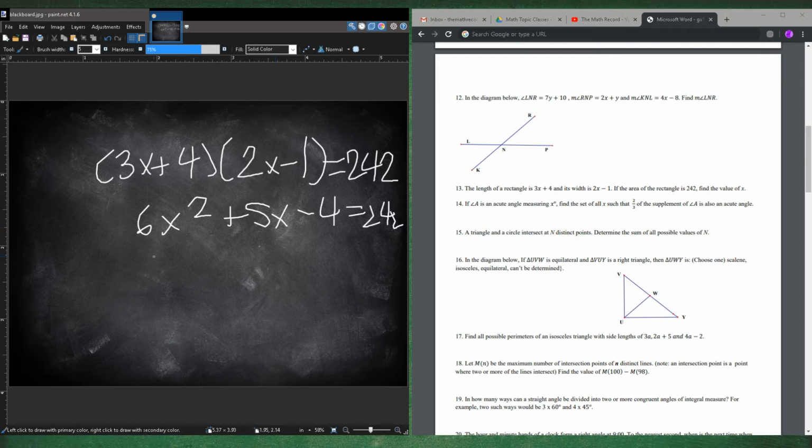Sorry, my handwriting is bad right now. But that makes 2x squared plus 5x minus 246 is equal to 0. So, since 246 is such a big number, what I'll usually do is just put it in my calculator. I'll just use the calculator function. Since you're allowed a calculator on this, I'll just make a graph and find out what this is equal to.